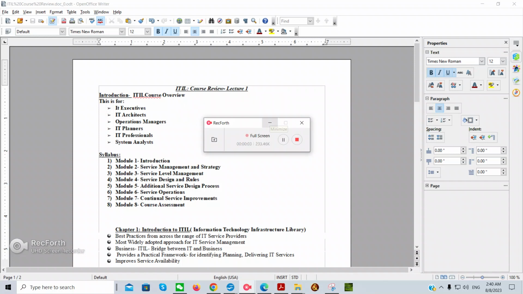Hello, I'd like to welcome you to a course review on the ITIL. This is basically an IT management certification. ITIL stands for Information Technology Infrastructure Library. This is a standard by the UK government on information technology management, procedures, and standards. I just wanted to give you an introduction and the first lecture on this.